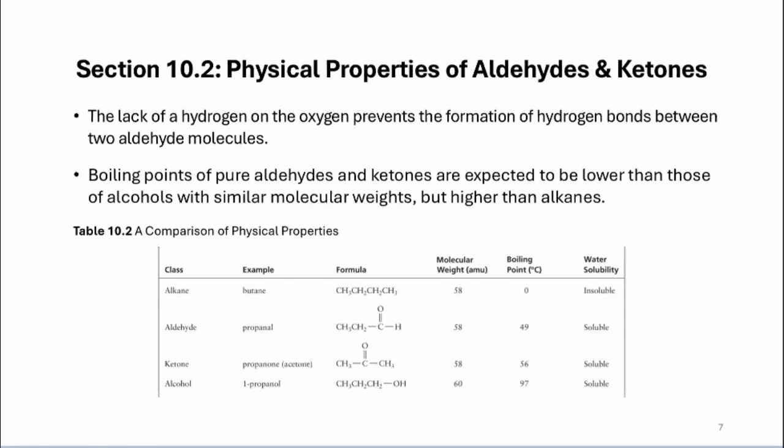In table 10.2, we have a comparison of physical properties. You can see the class of molecules, an example, the chemical formula. Then we have the molecular weight, boiling point, and water solubility. We can observe that if we compare an alkane, an aldehyde, a ketone, or an alcohol, overall, we see that the boiling point for the alcohol is the highest compared to the other functional groups.